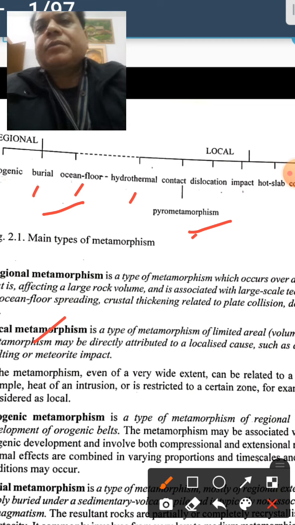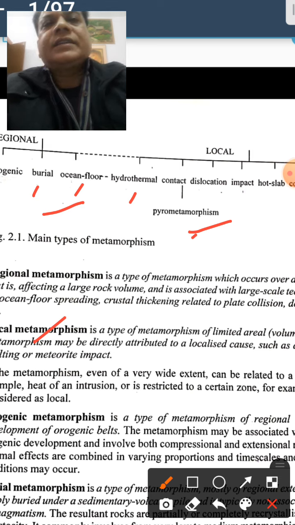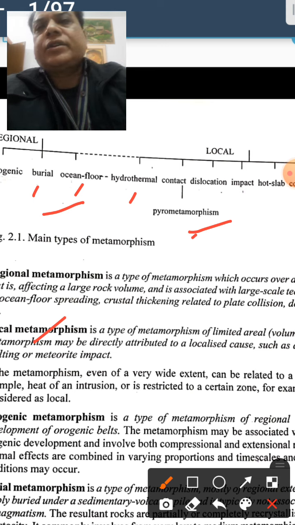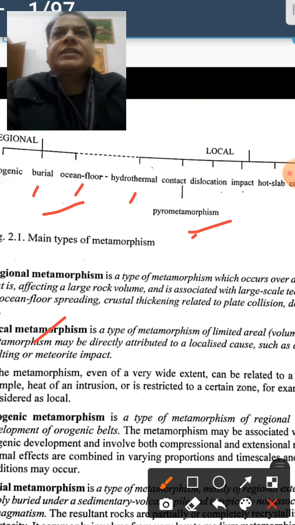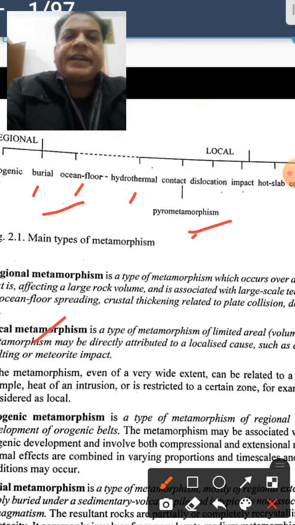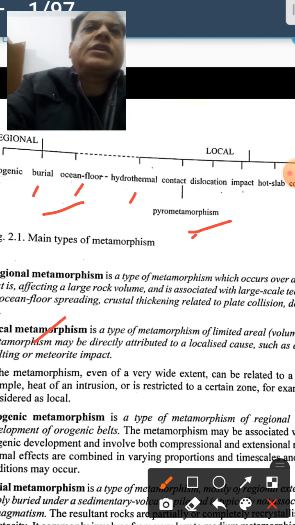The other example of this shock metamorphism is the Nördlinger Ries crater in Germany. So at these two places, Arizona in USA and the Nördlinger Ries crater in Germany, this shock metamorphism or extraterrestrial metamorphism has been observed.